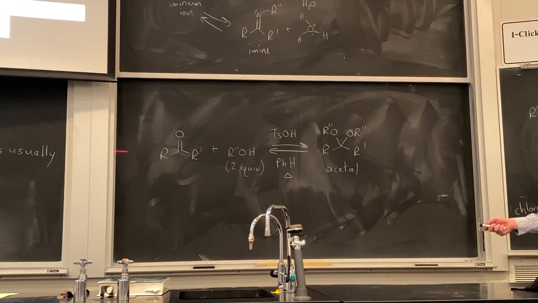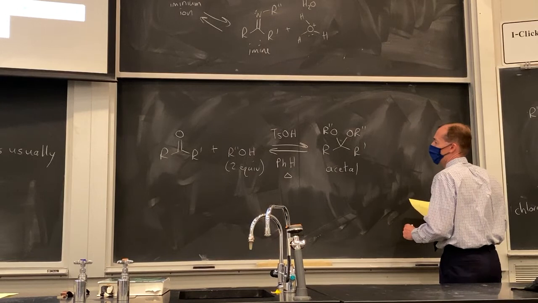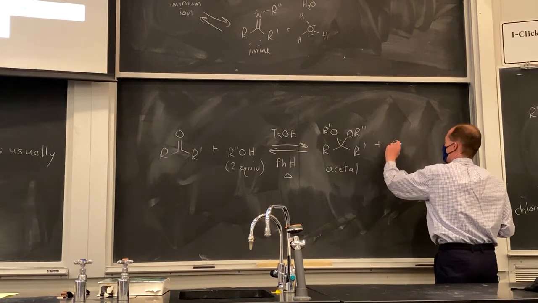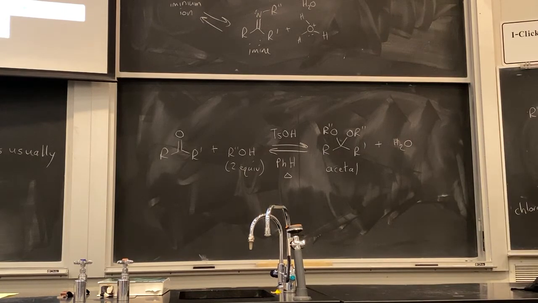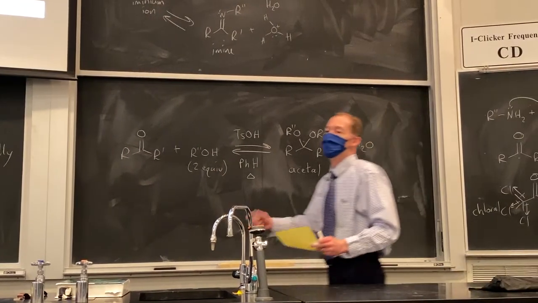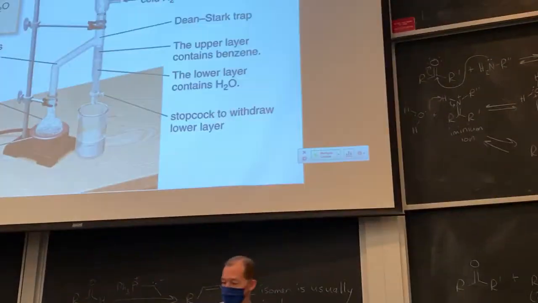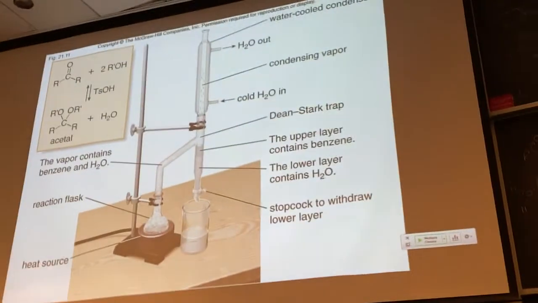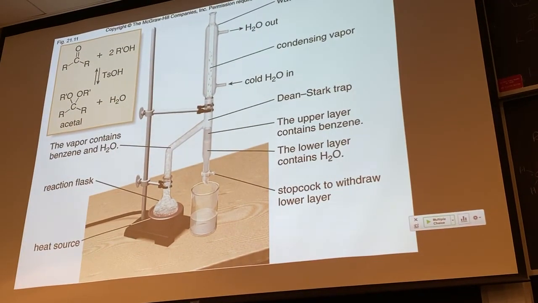Okay? This is an equilibrium process. I forgot to write that we also form water as a product. So this particular equilibrium is easiest to manipulate, to push it to the right, by removing water. And we have a special way of removing water from this reaction. It works really well. It's using a device known as a Dean-Stark trap. That's this species right here.